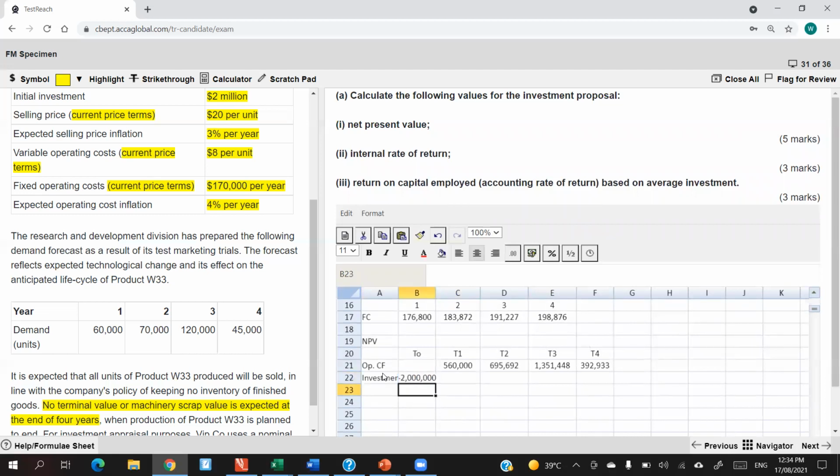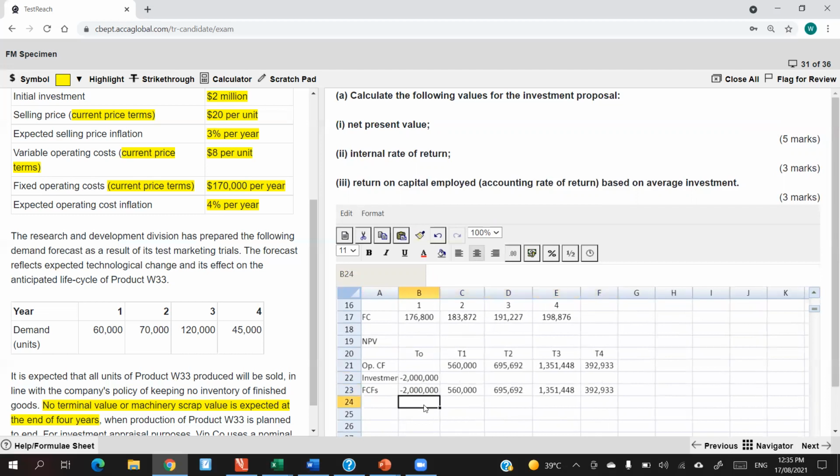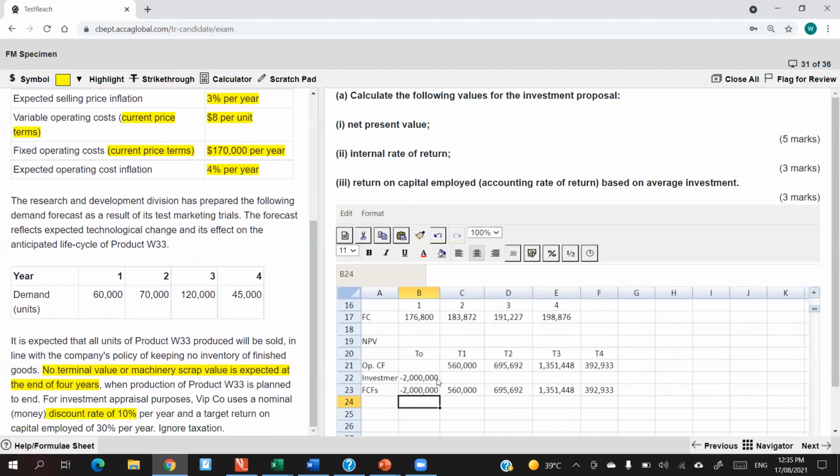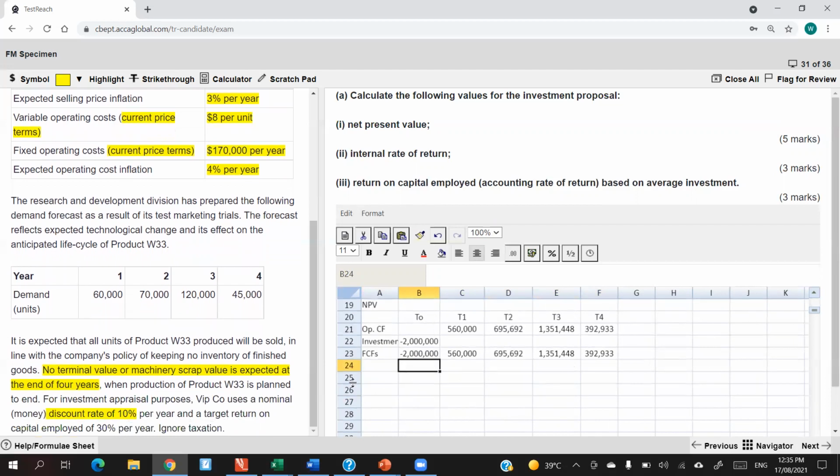That's 2 million. And then I can do my free cash flows because there was nothing else here. And these free cash flows would just be this and this total. And I can drag this forward just so that I have one line available for my free cash flows. And now it's time to discount this. There's no tax, there is no working capital, there is no scrap value. So I just need to discount this at the 10%.